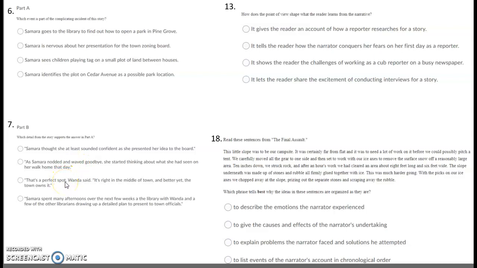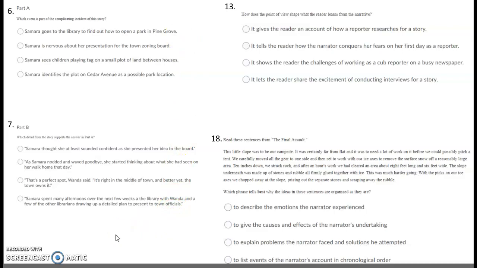This one goes along with her identifying that plot as a possible location. So if you chose D up here, a lot of the time you picked C down here. And then this kind of goes with her actions, her spending those afternoons over the next few weeks at the library and interacting with the librarian and so forth. So if you picked A, you most likely picked D down here. So it's kind of a trickle effect.